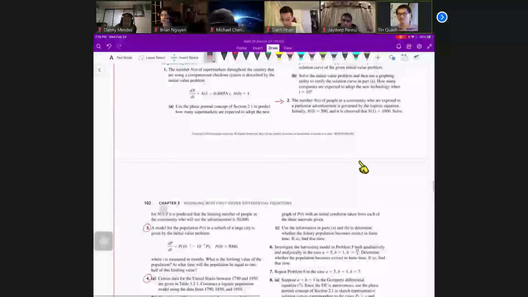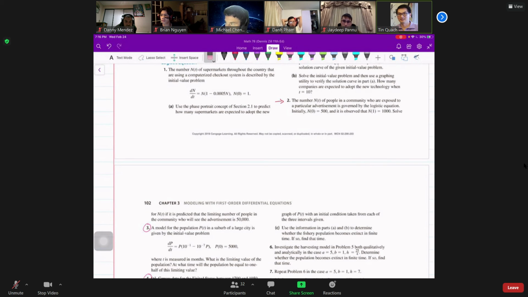It's right here. Okay, it observed that after one whatever, and we're going to get that, well, it's 1,000. So solve n of t, that limited number of people in the community who will see that is 50,000. It doesn't even tell us. Am I missing the time? Number of people who are exposed to a particular advertisement is governed by 0. Great. Okay. Now the author is going to update to the 10th edition, and then students will have to buy a new edition. That's what they do.